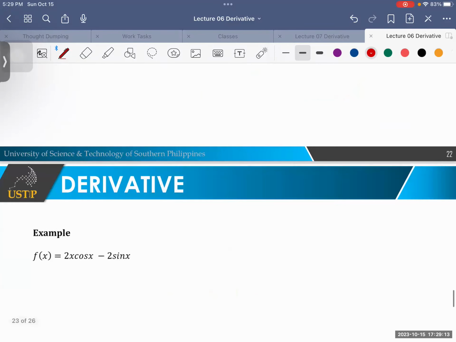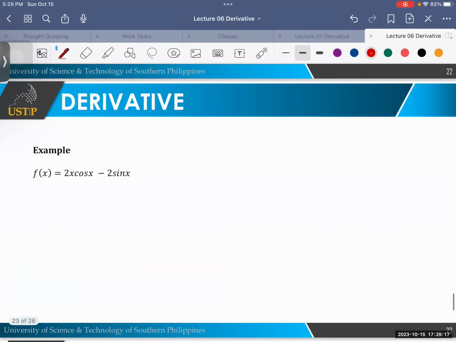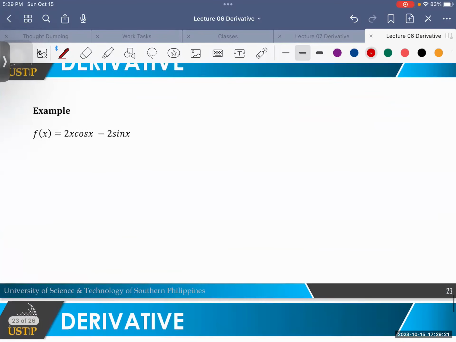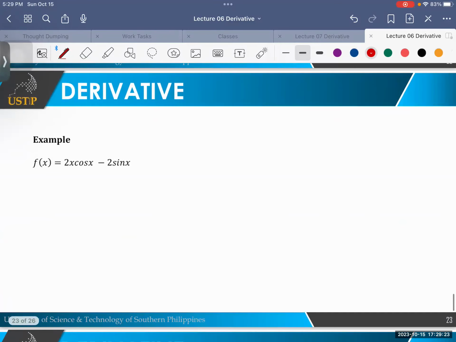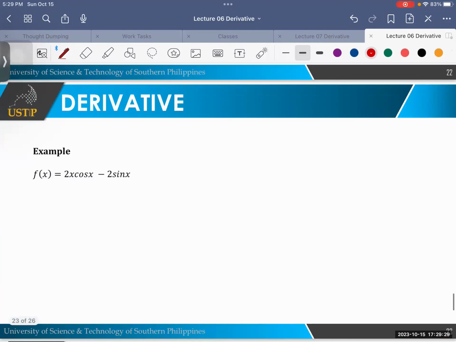Okay, so another example. Before the quotient rule, the quotient rule will be in the next discussion, class. It will be in the next video. So, this is the last example for the product rule. What is this? It has two terms, okay?